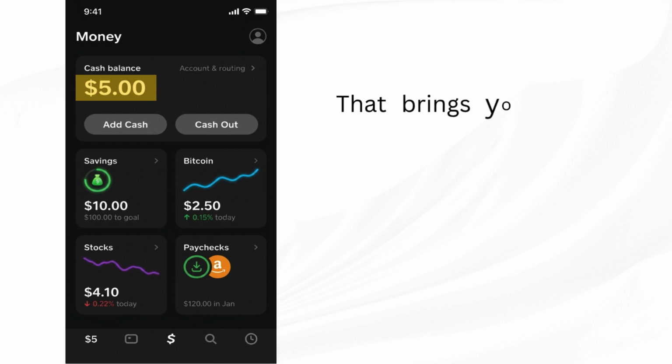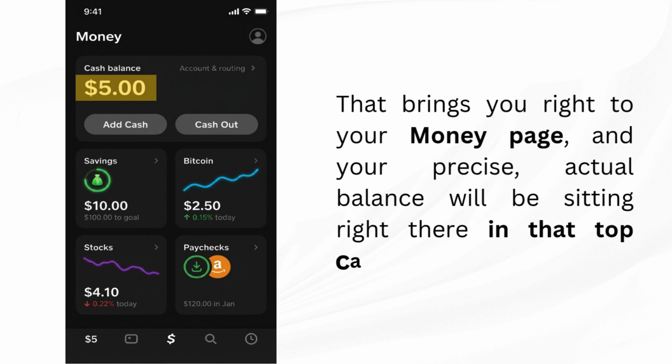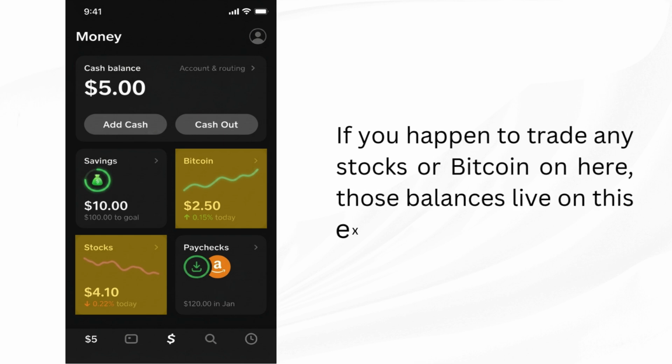That brings you right to your money page, and your precise actual balance will be sitting right there in that top card area, showing $5. If you happen to trade any stocks or Bitcoin on here, those balances live on this exact page too.